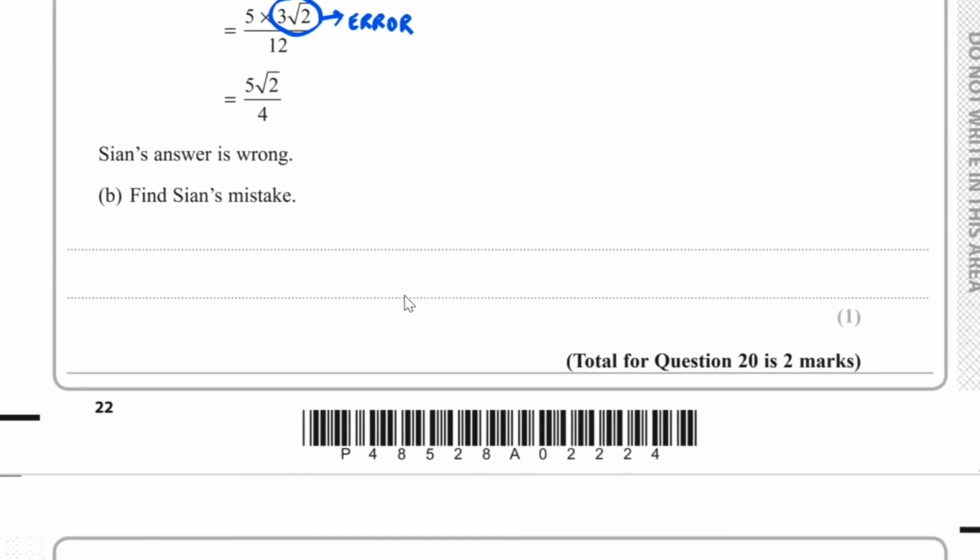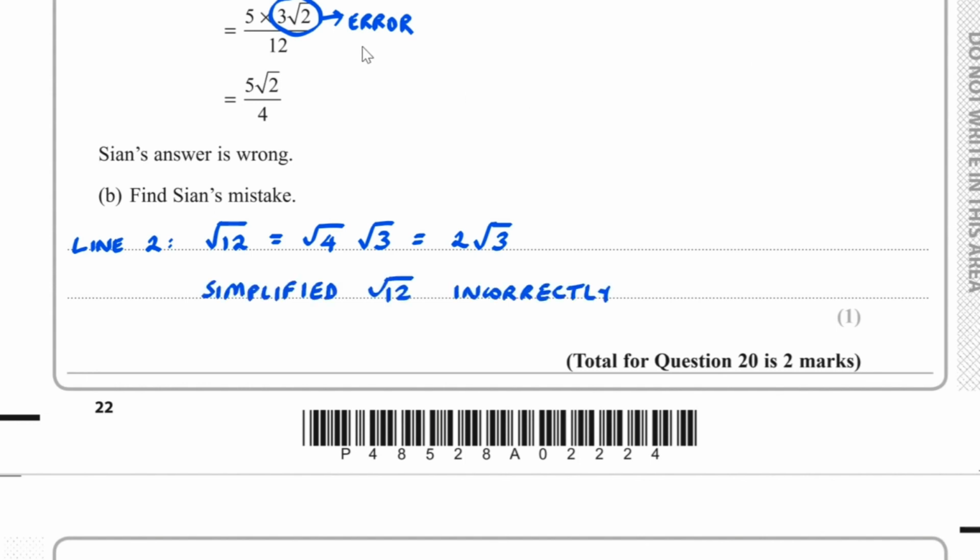Because, well, that's in line 2. The root 12 shouldn't simplify to that. So the root 12 equals root 4 times root 3, which is 2 root 3, not 3 root 2. So what's the error then? Well, the error is they've simplified the root 12 incorrectly.